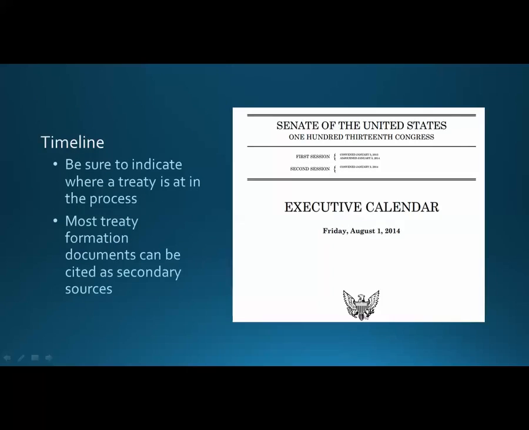Treaty citation is among the easiest in the Bluebook when a treaty has already been signed and ratified. If a treaty is not yet in force or not applicable to your legal situation, be sure to indicate that when you are writing your citation. Keep in mind that treaties in their formative stages have a lot of documentation surrounding them. If you locate information in one of these formative documents, such as a United States Department of State press release, you cite to it following the rules for secondary sources.